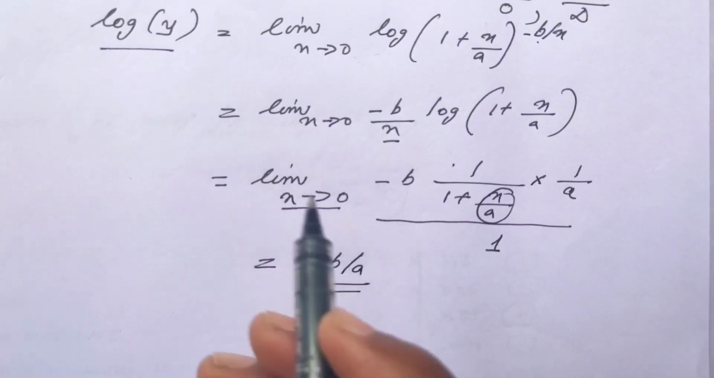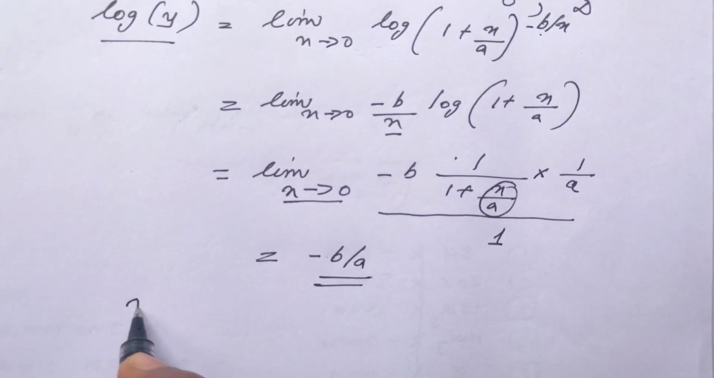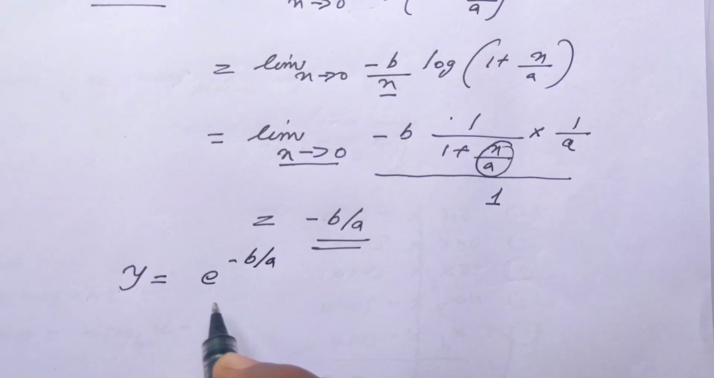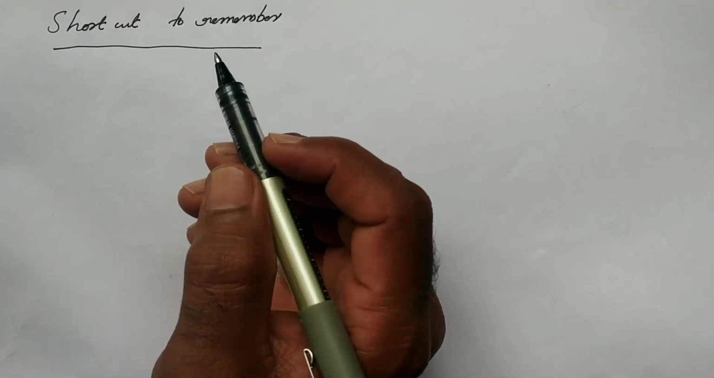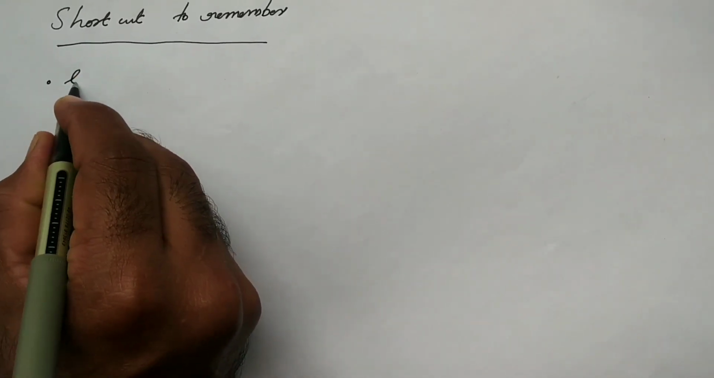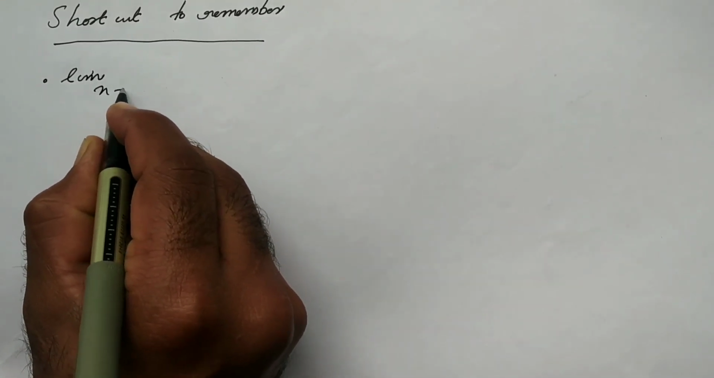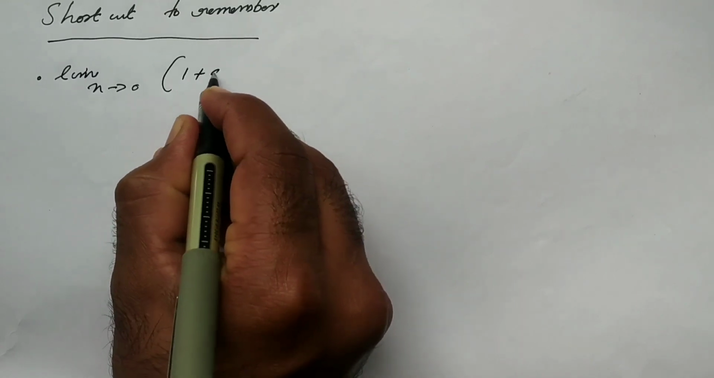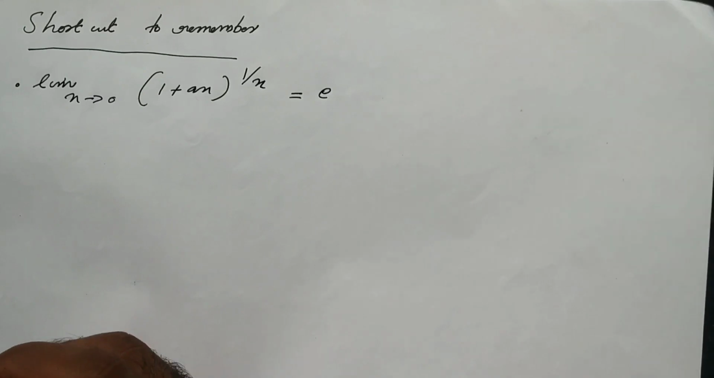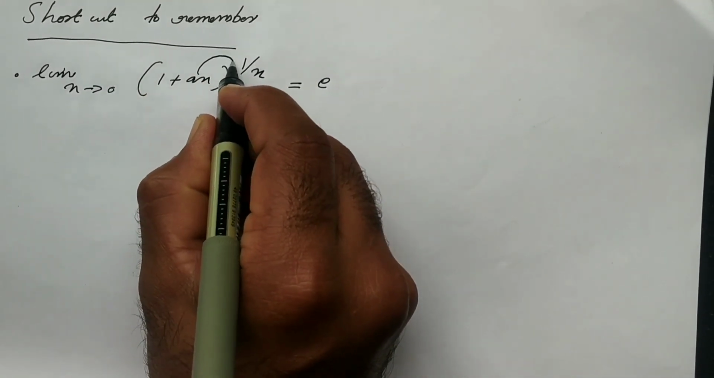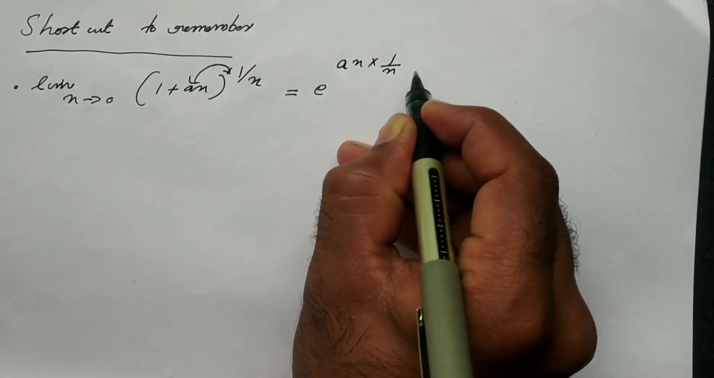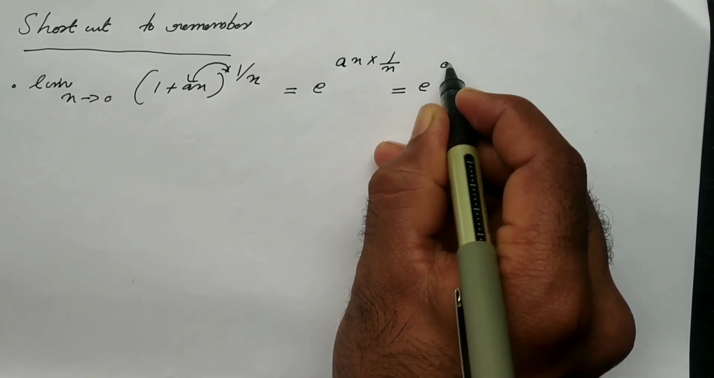And we got log y as minus b by a. So y is equal to e raised to minus b by a, and this will be the final answer. So the shortcut to remember for the exam is, if the question is of the form limit x tends to 0, (1 plus ax) power 1 by x, is e power the product of the function that comes here and here, that is e power a x into 1 by x. The final answer will be e raised to a.